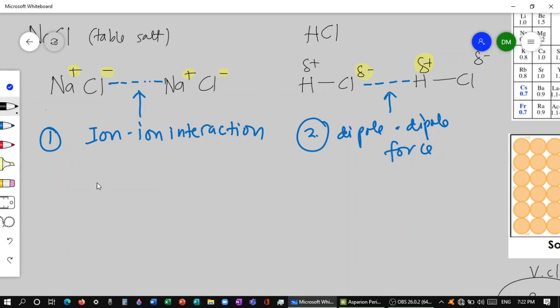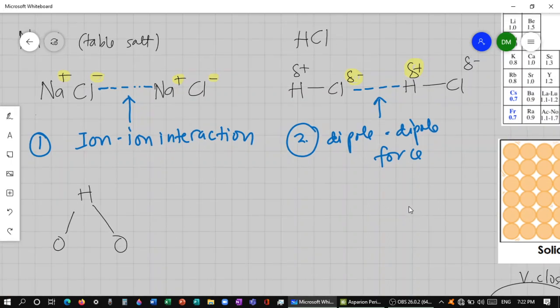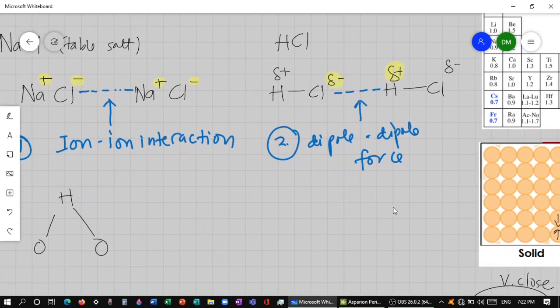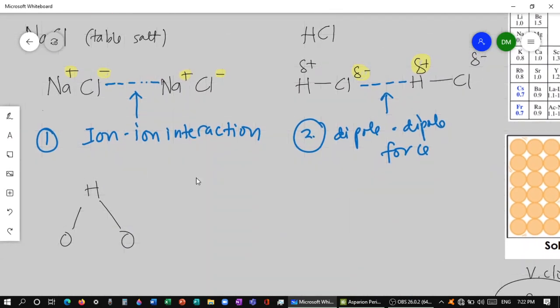Let's have another compound. Let's have H2O. Let's try to identify whether this one is... First, hydrogen. This one is a non-metal, and the same thing for oxygen, it's also a non-metal. So it's a non-metal plus non-metal. Therefore, this one is a covalent compound. Now, if it's a covalent compound, let's identify whether this one is a polar or a non-polar compound.